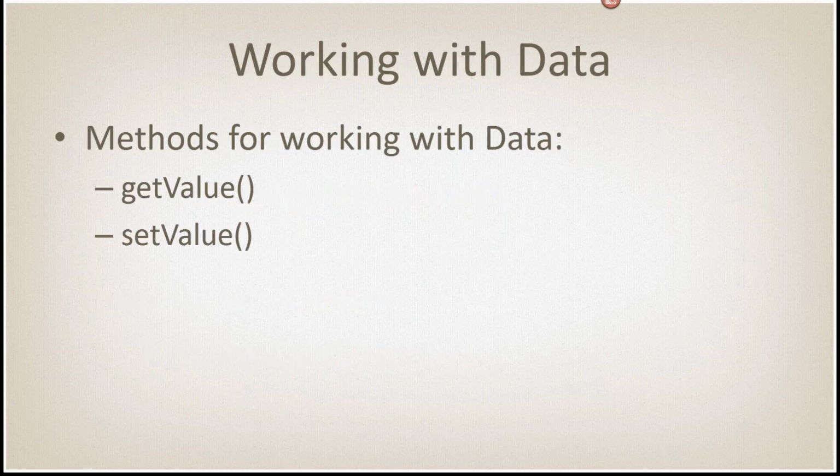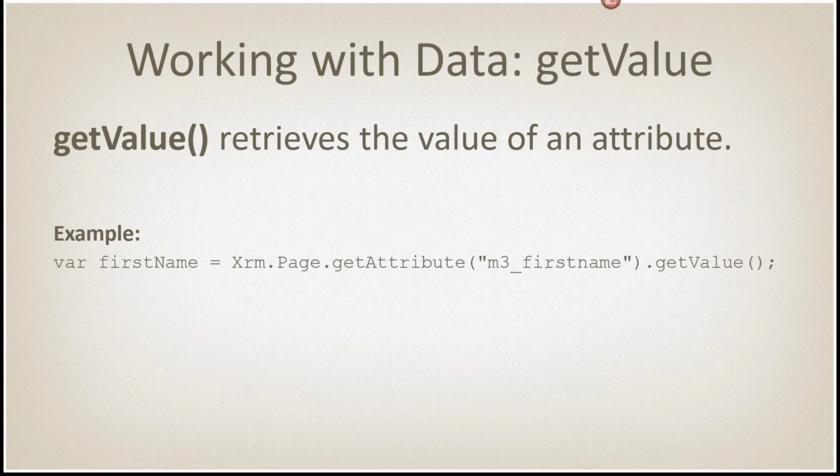So let's talk about working with data. There are many different methods available to us. The things we're going to talk about today are getting a value from an attribute and setting the value of an attribute. Those are done with the getValue and setValue methods. The getValue physically pulls the value of the attribute out of the field and then puts it wherever you want. In this case, we're getting an attribute called m3_firstname. We're going to get the value and then put it into a variable called firstName.